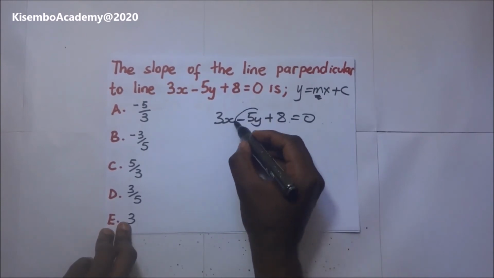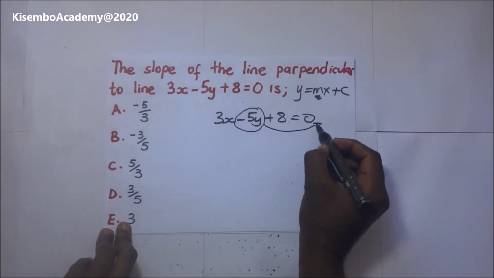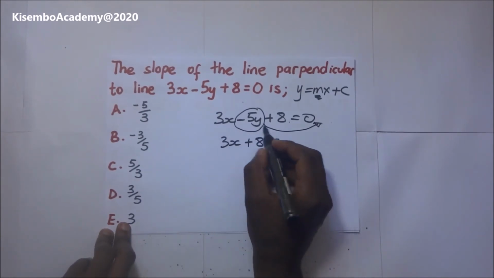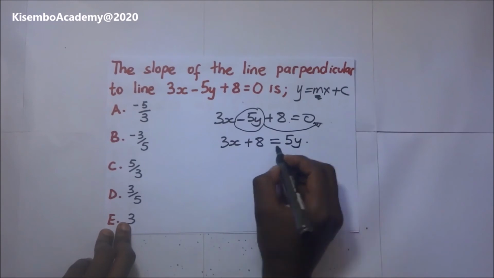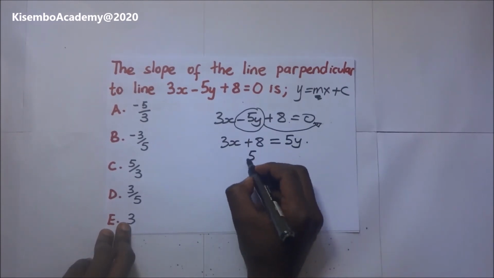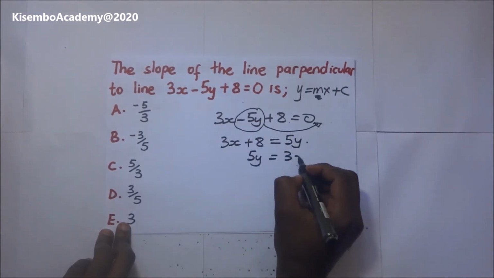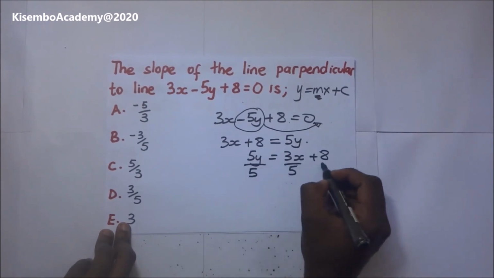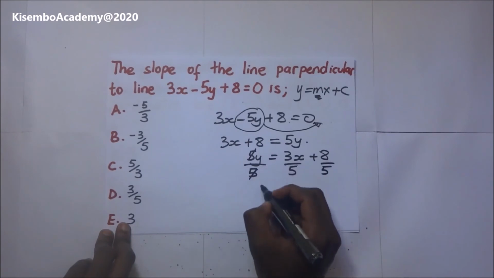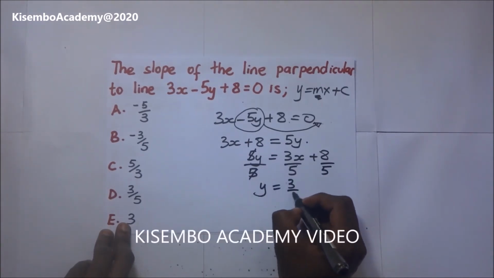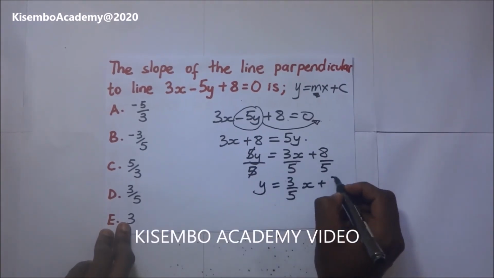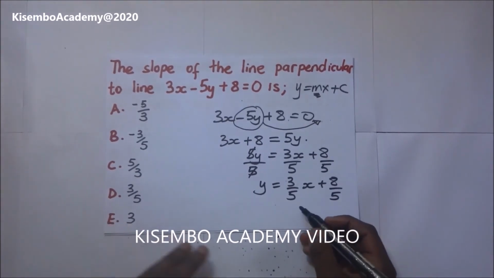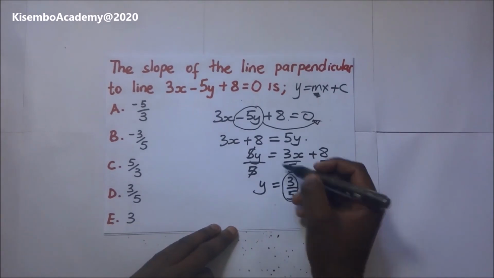Let's bring this negative 5y this side. This becomes 3x plus 8 is going to give us 5y, or if we rearrange it, it becomes 5y is going to be equal to 3x plus 8. Divide both sides by 5, all through by 5, so that this goes with that. You remain with y giving you 3 over 5x plus 8 over 5. So now, this is the gradient of this line.